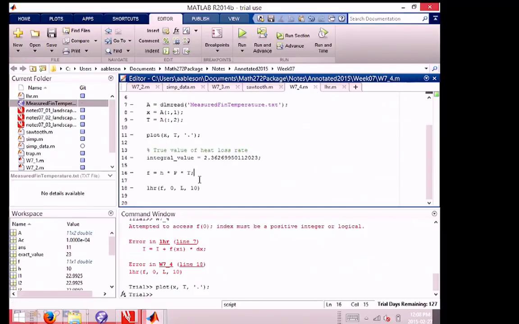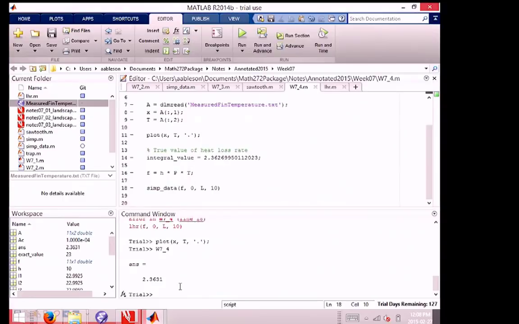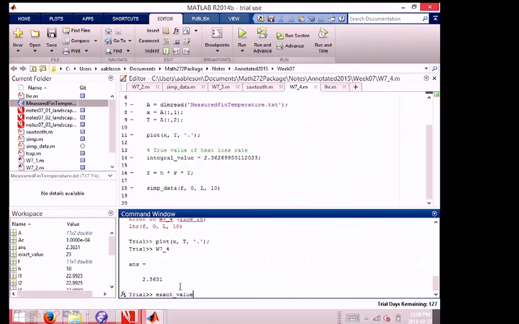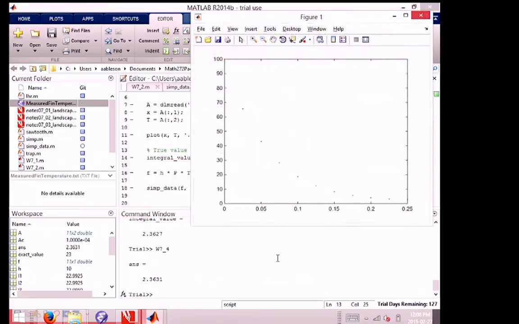So let's go down here. And now we're going to try using simp data on this and see what happens. Knock on wood. It works. Fantastic. And notice it also gives us a value that's close to the exact value. No, that's not the right integral value, sorry. Integral value is 2.36. And we get 2.361. Can we improve on that? Can we do better? They're not that close in alignment.